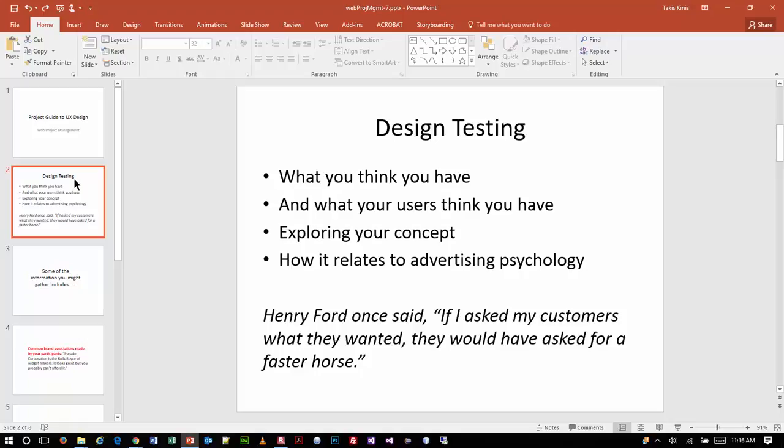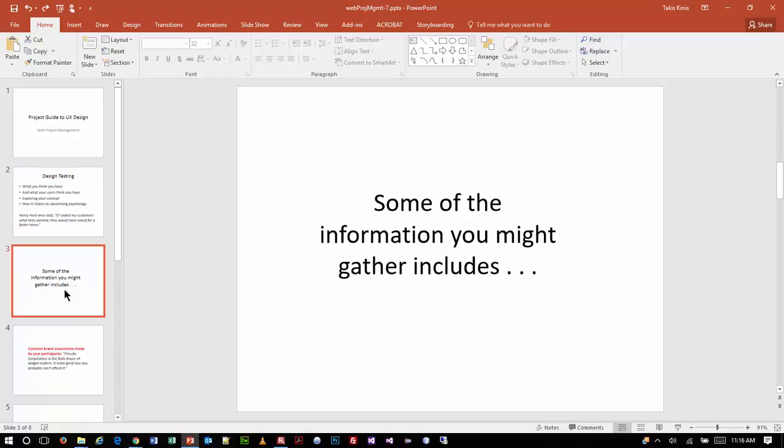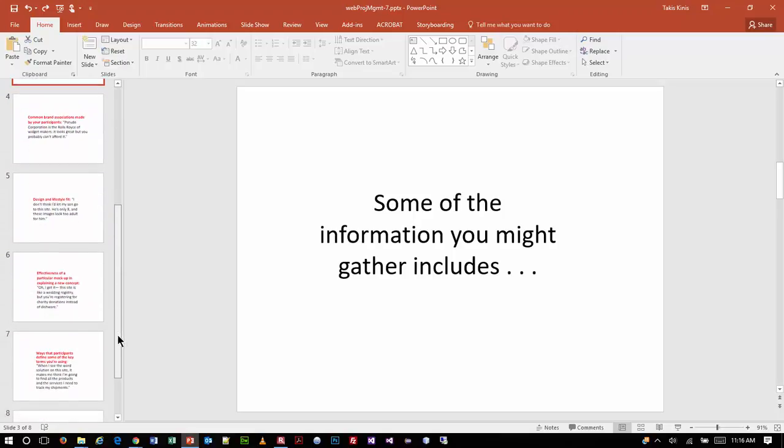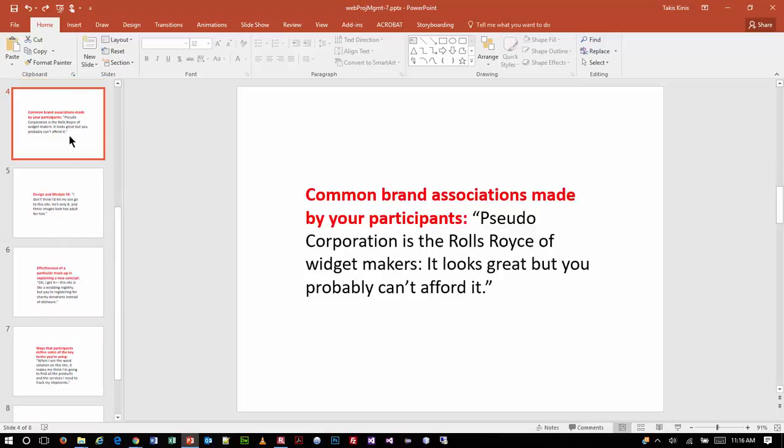So it says design testing, what you think you have, what your users think you have, explore the concept and how it relates to basically how people think. All right. So really what I have here is just kind of a series of thoughts. They're bullet points I thought were really important ones from some of our readings. So how do you figure this out? Well, you're going to have to find a way to gather information. This really kind of falls into user research, design testing, working off of prototypes and stuff, but actually working off of conceptual things as well.